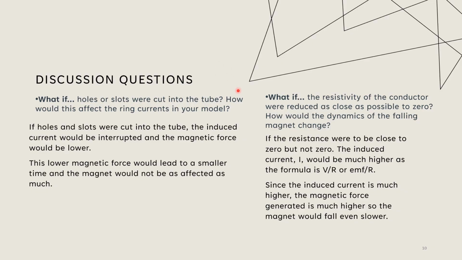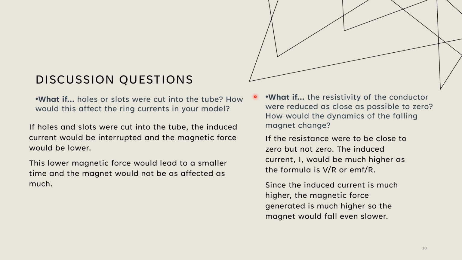These are discussion questions. What if holes or slots were cut into the tube? The induced current that goes around the aluminum would be interrupted, and the magnetic force would be lower. The lower magnetic force would lead to a smaller time, and the magnet would not be affected as much.